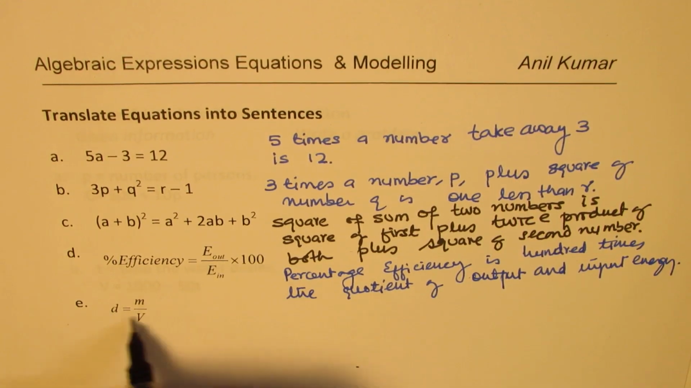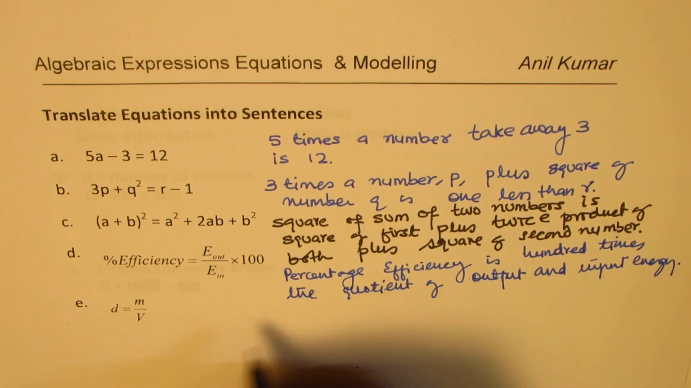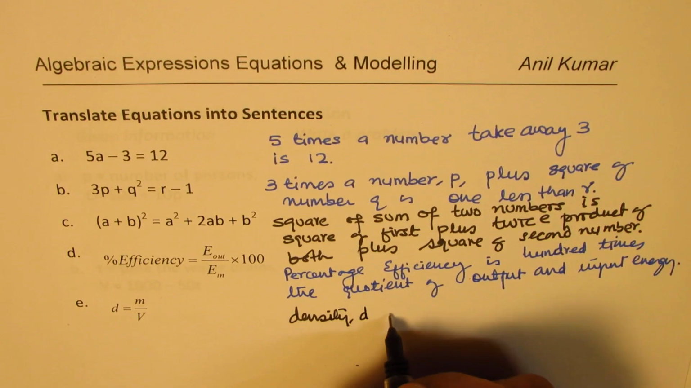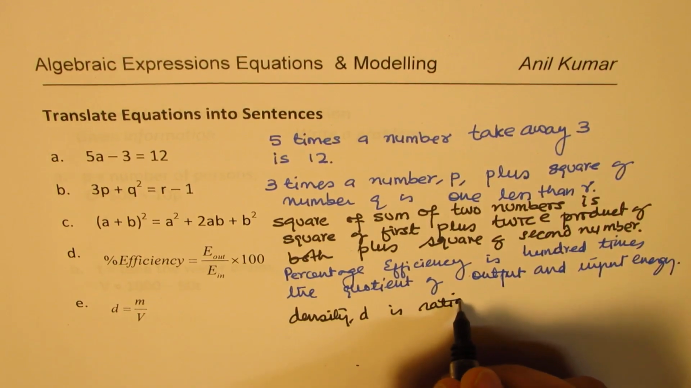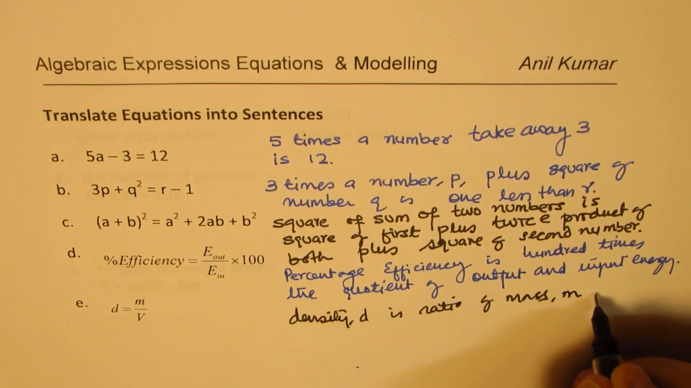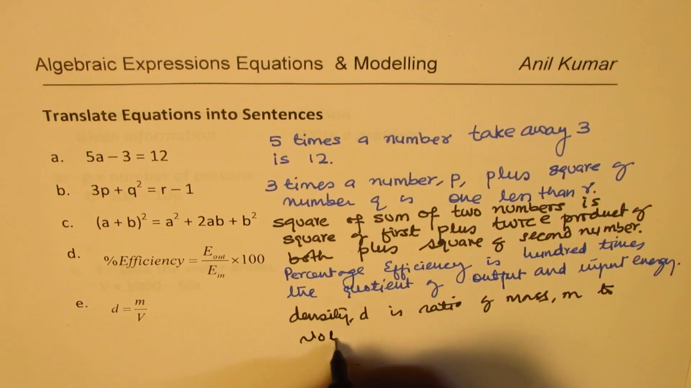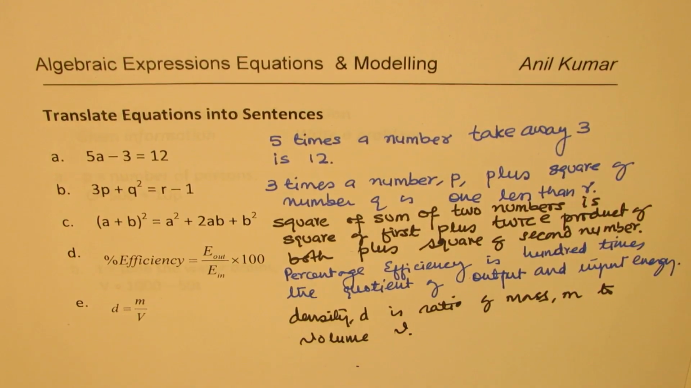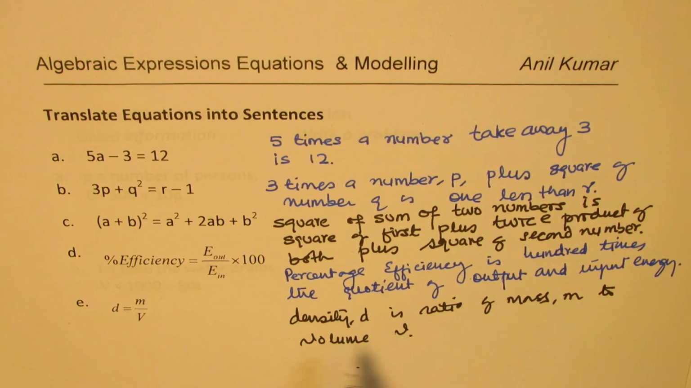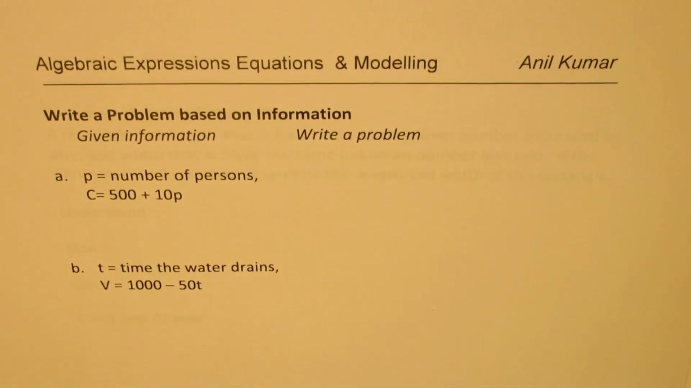The last one here is D equals M over V, right? So you can say density D is ratio of mass M to volume V. Clear? So that is how you could describe it. Now it is not necessary that you write the word density, mass or volume in this case. You can say D is ratio of M and V. That is also correct. Perfect.